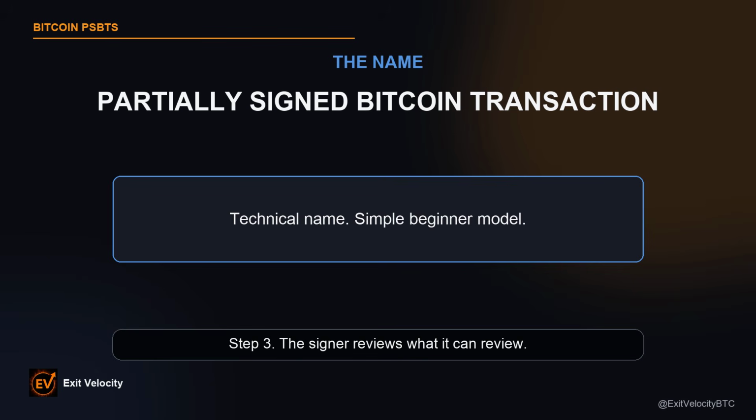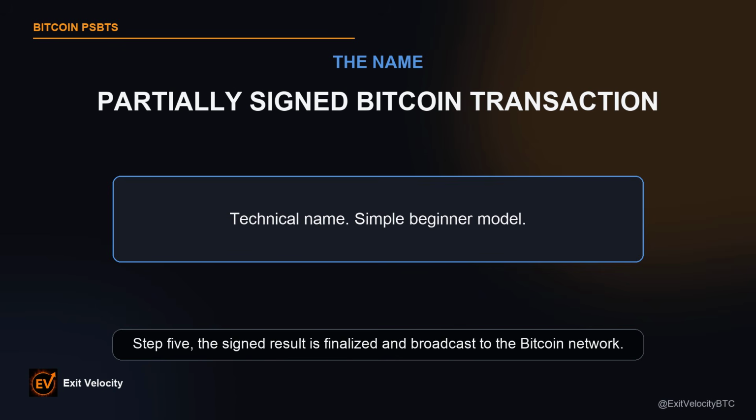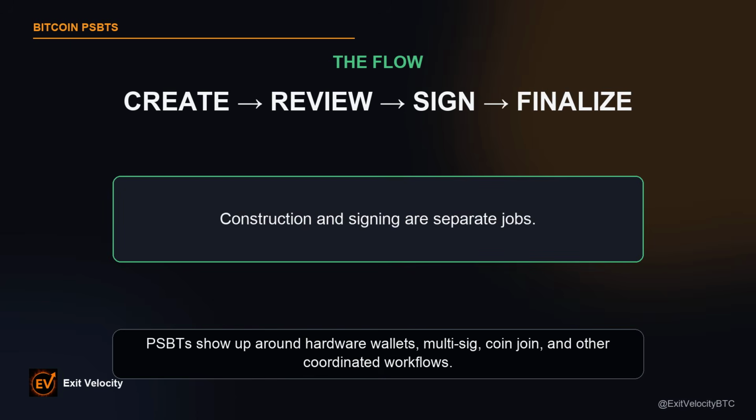Here's the simple flow. Step 1. The wallet software builds a proposed transaction. It chooses inputs, outputs, fee information, and the destination. Step 2. That proposed transaction is represented as a PSBT. It is not finished yet. Step 3. The signer reviews what it can review. For a hardware wallet, this usually means the device displays the amount, address, and other transaction details. Step 4. If the human approves, the signer adds a signature. Step 5. The signed result is finalized and broadcast to the Bitcoin network. That is the shape. Create, review, sign, finalize, broadcast.